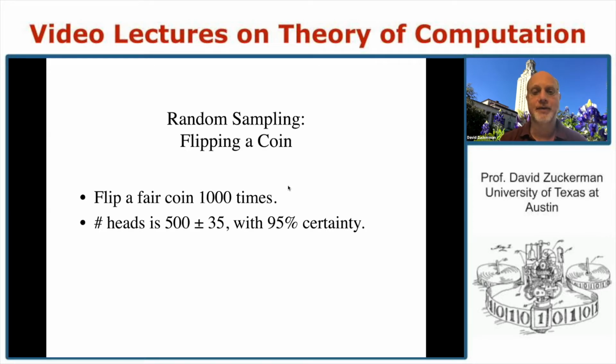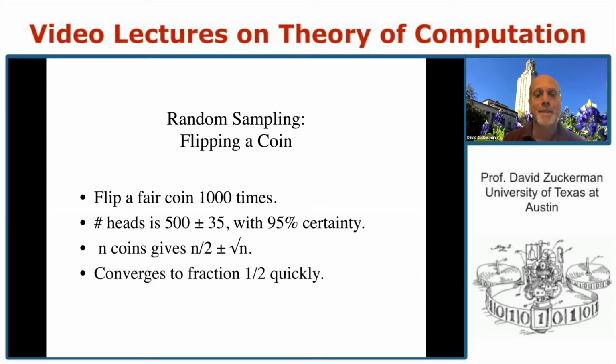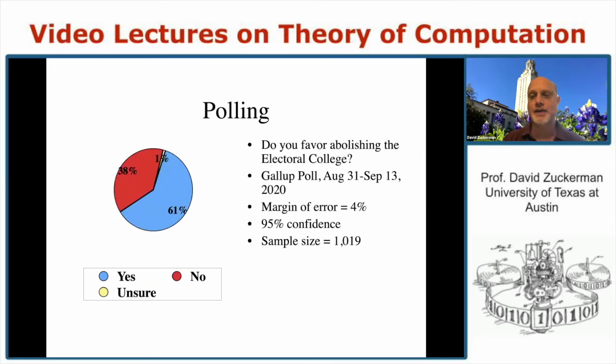Let's say we flip a fair coin 1,000 times. Well, the number of heads will be 500 plus or minus 35 with 95% certainty. And if you do it with n coins, you'll get n over 2 heads plus or minus square root n heads with 95% certainty. So this converges to fraction 1/2 very quickly. And this is useful not just in computer science, but more generally.